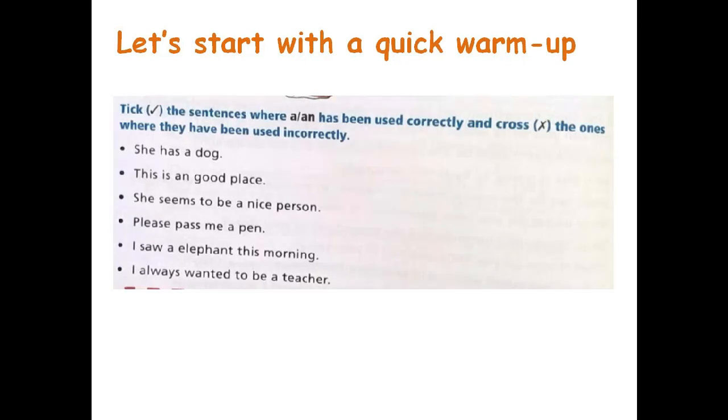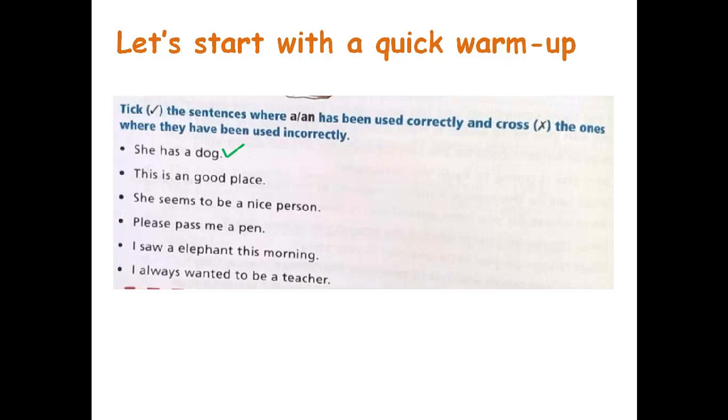So the first sentence here is, she has a dog. When I say a dog, this sentence is a correct sentence. So we'll put a tick beside it. Right? Because a dog, whenever you say dog, the article will be a before it. So it is correct. The next sentence says, this is an good place.